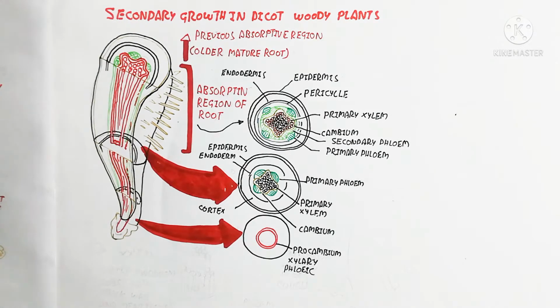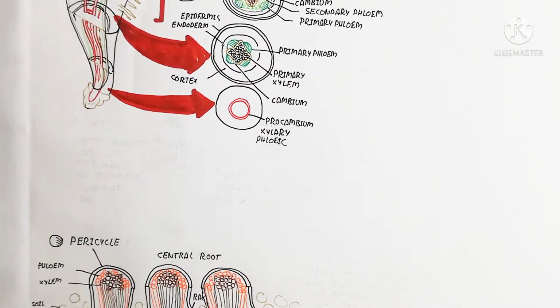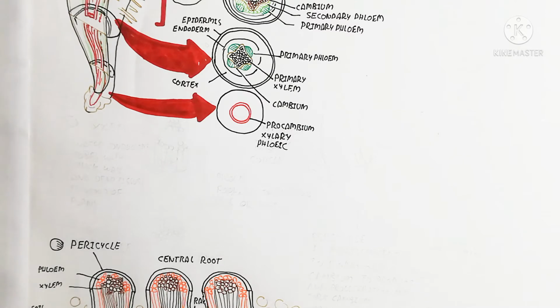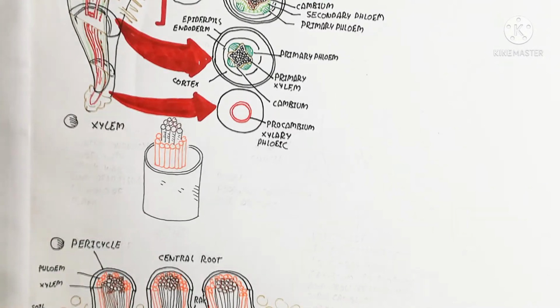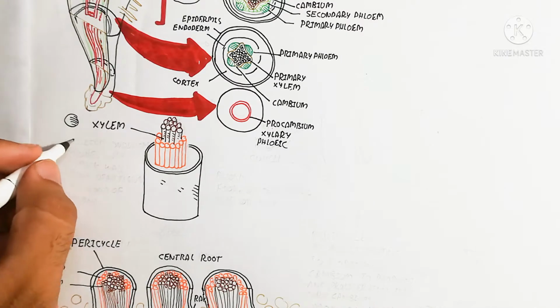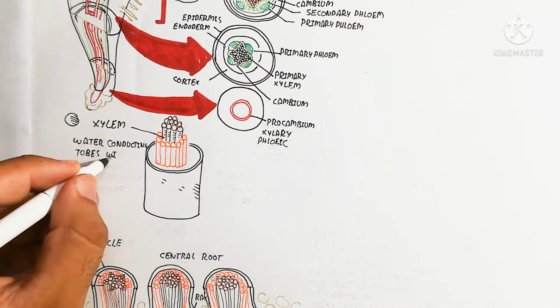So you can understand, this is the secondary growth in dicot, and di means two cotyledons are present, and that plant is a woody plant. So here is the xylem. This is basically xylem and phloem. Inside is the xylem vessel and trachea, while the outside is the phloem.